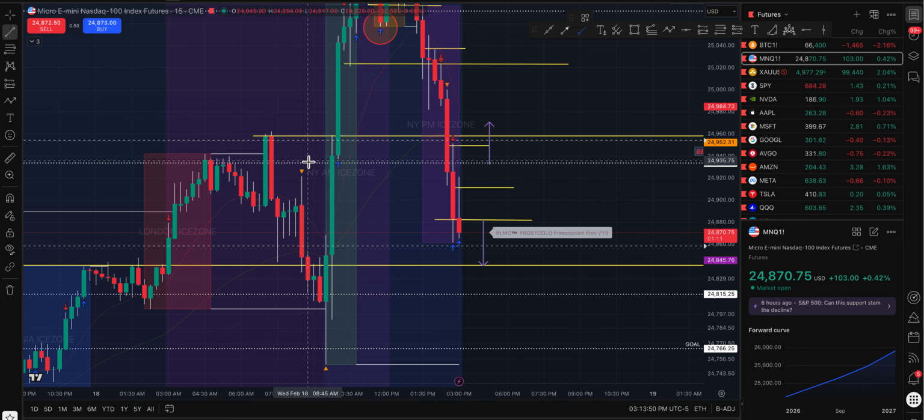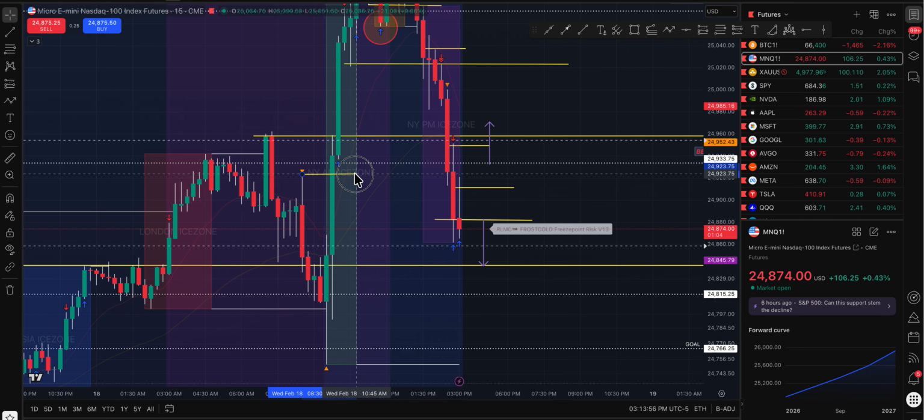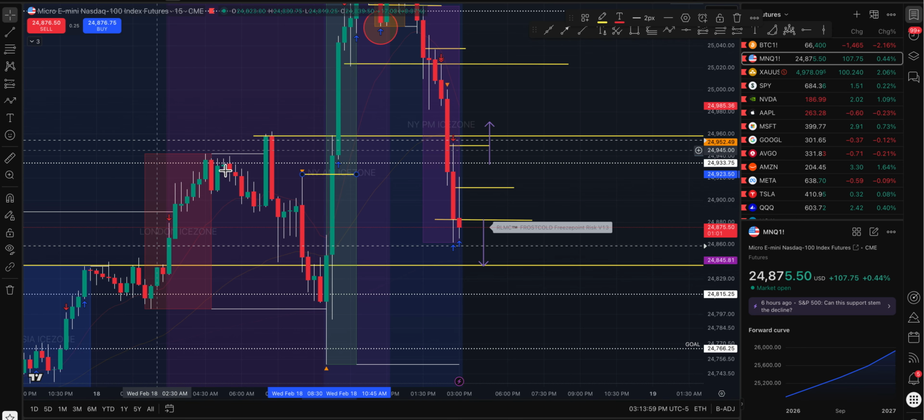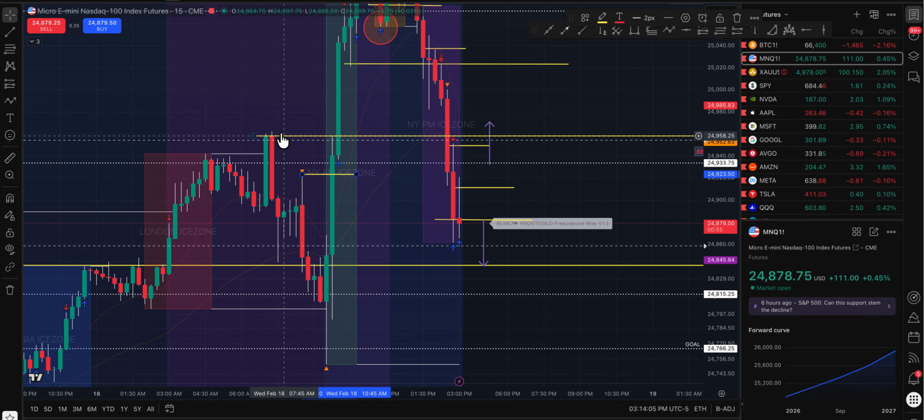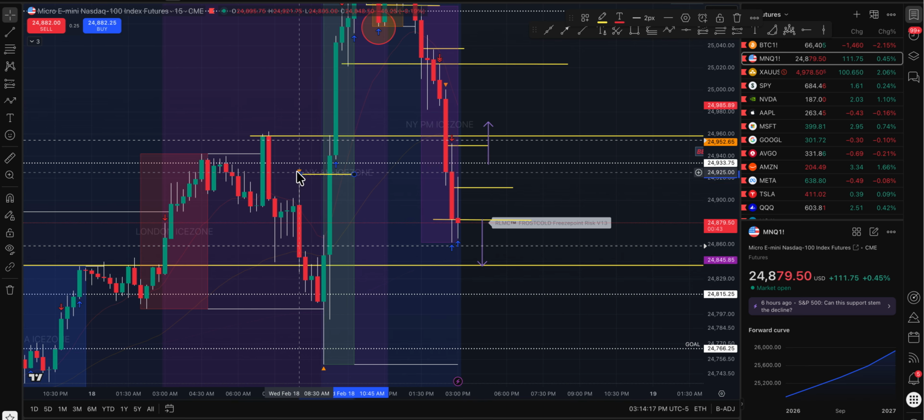Now, what you want to do is draw a line so that when it breaks, so it goes down, down, down, right, and it breaks the swing. So it's down, swing high, swing low, higher high, swing low, lower high. So you wanted to break the most recent lower high, and it did with this green candle right here.